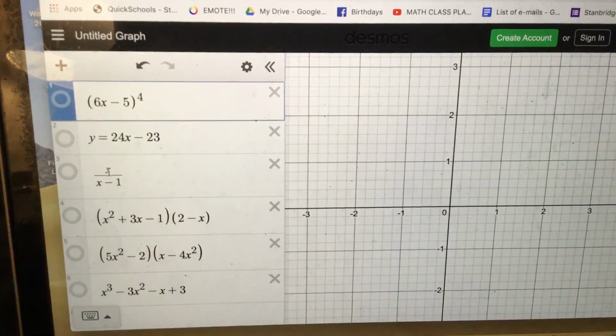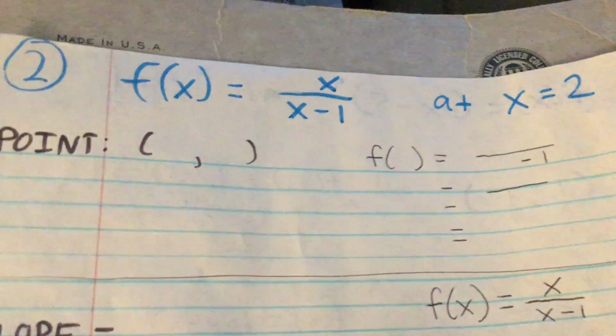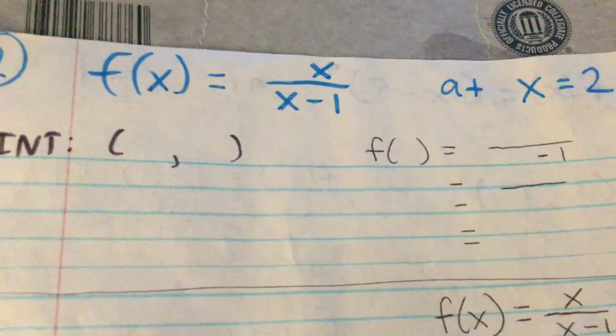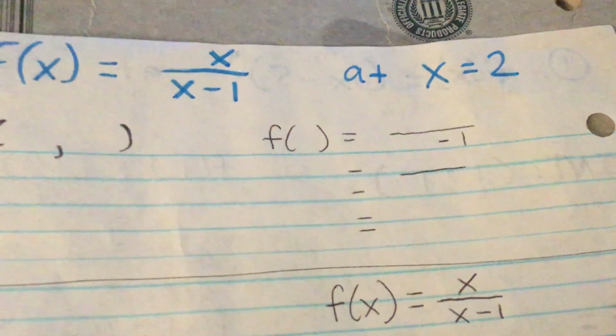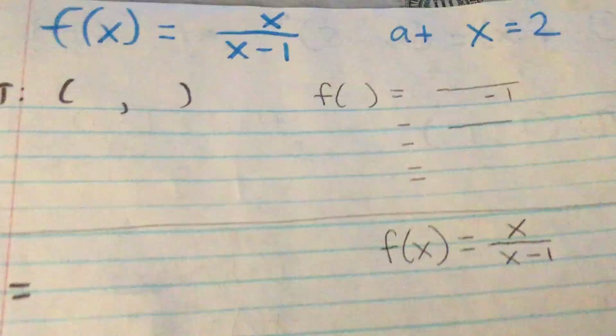f of x is equal to x over x minus 1. Let's figure out what x value they want us to use. So find the equation of the tangent line for f of x is equal to x over x minus 1 at x equals 2. Find the equation of the tangent line.